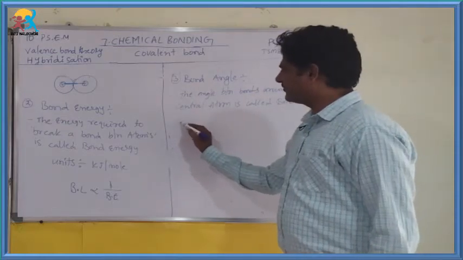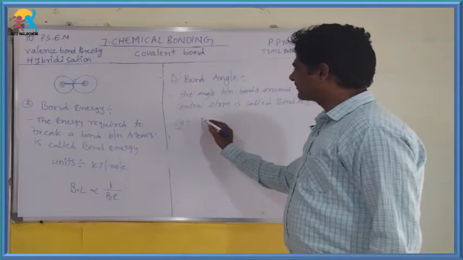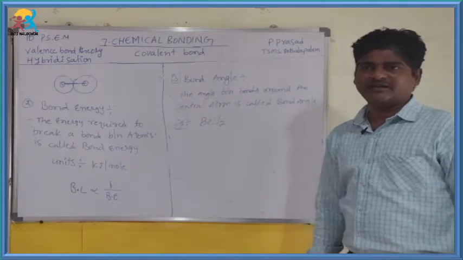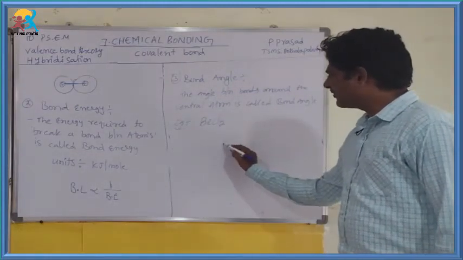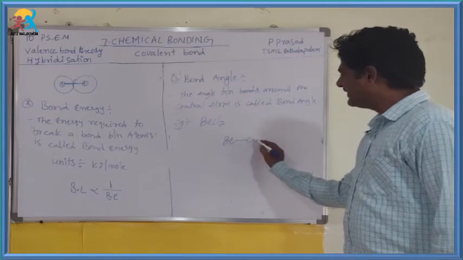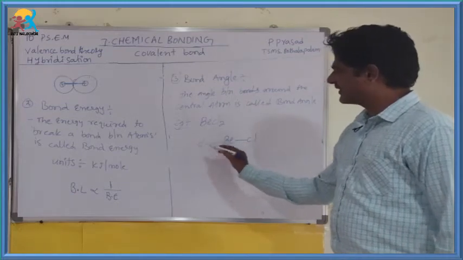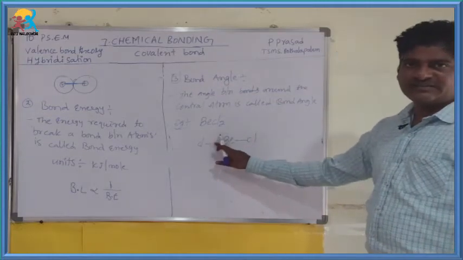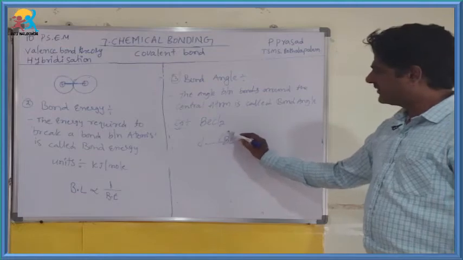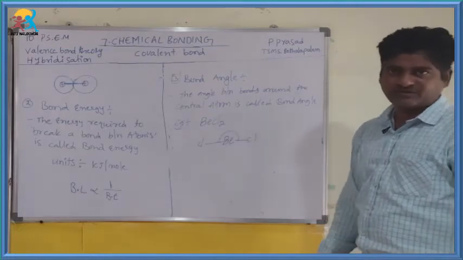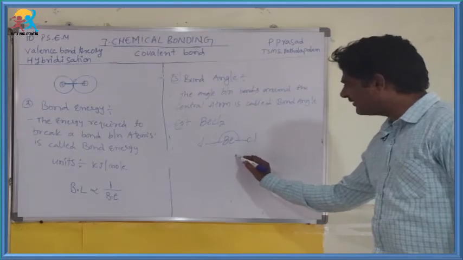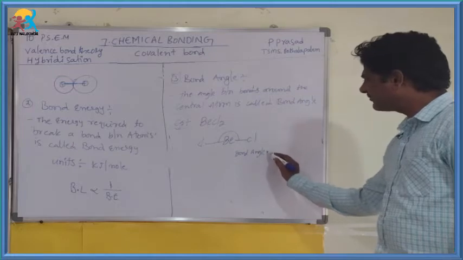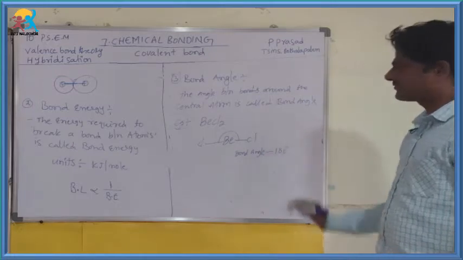If I take an example, beryllium chloride, what is the bond angle in beryllium chloride? Beryllium chloride has a linear structure. Around the beryllium atom, two bonds are there. What is the angle between these two bonds? 180 degrees. So the bond angle between bonds around the beryllium is 180 degrees.